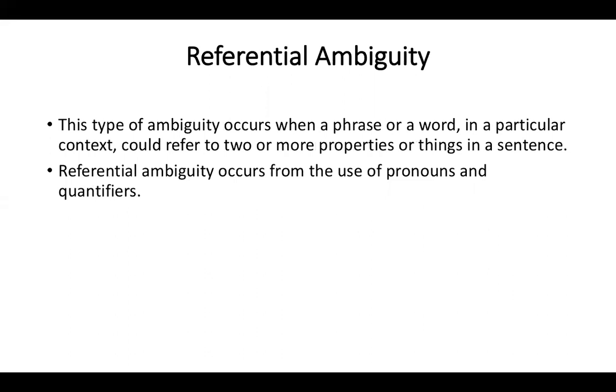Referential ambiguity. This type of ambiguity occurs when a phrase or a word in a particular context could refer to two or more properties or things in a sentence. Referential ambiguity occurs from the use of pronouns and quantifiers. So when the ambiguity is coming from a pronoun or some kind of quantifier, then it's called referential ambiguity. That's an ambiguity that comes from reference.